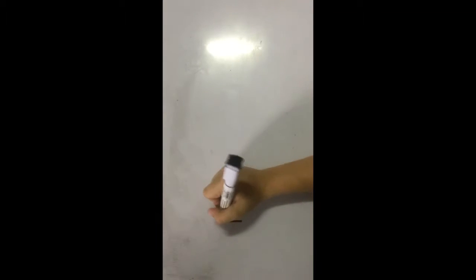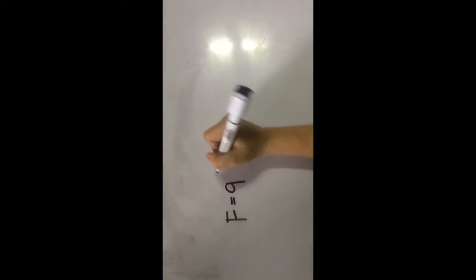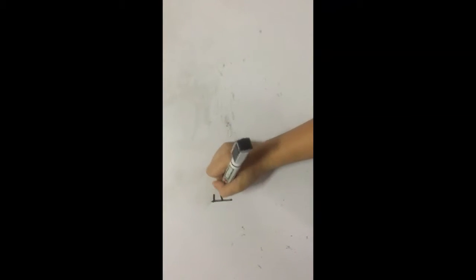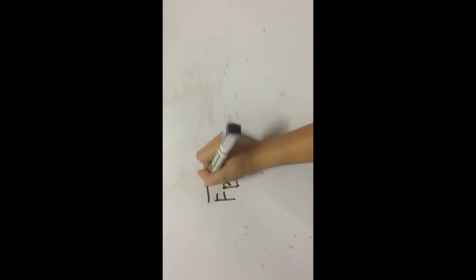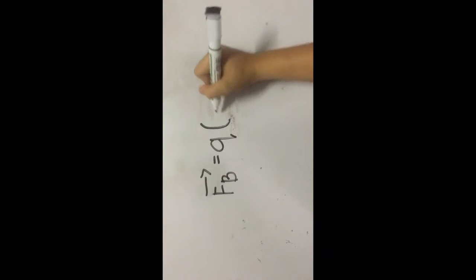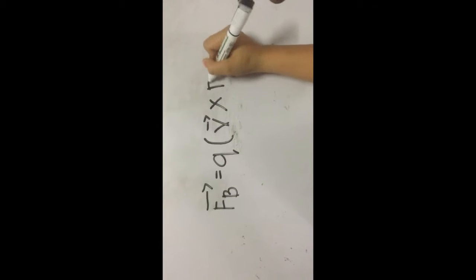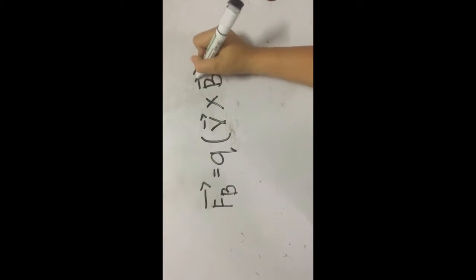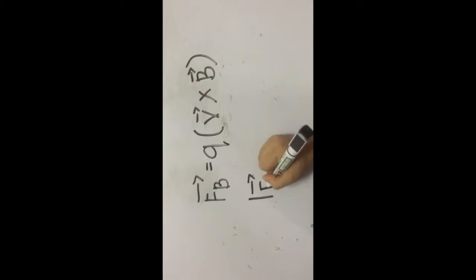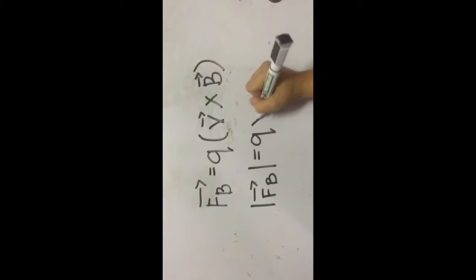If the charge is positive, the direction of the electric force is equal to the direction of the electric field. Lorentz found out about magnetic force. Magnetic force F sub B is equal to the vector equation q times v cross B. And if you look for the magnetic force in magnitude only, it will become like this.